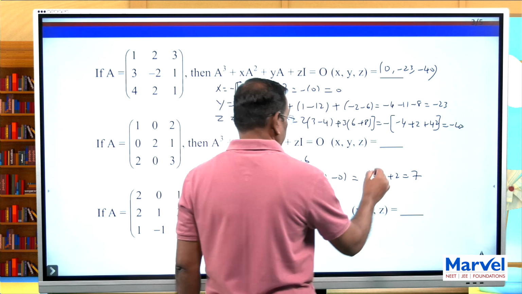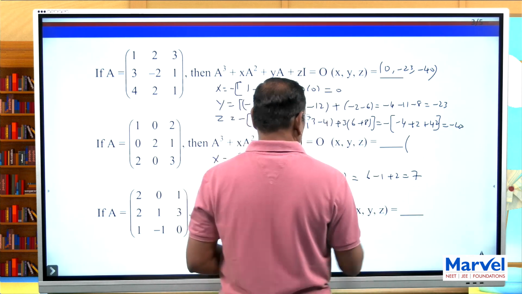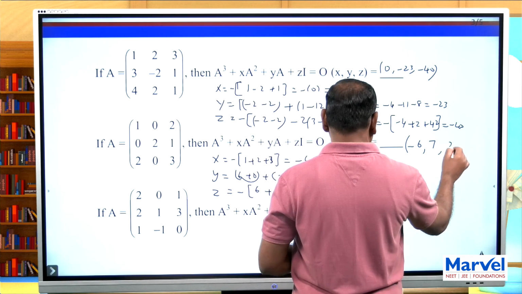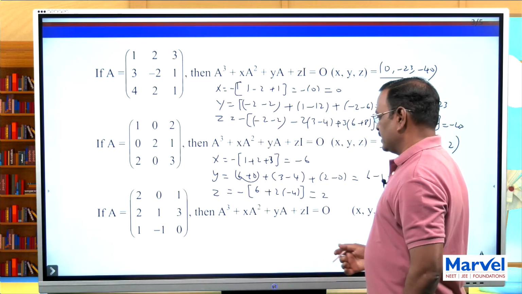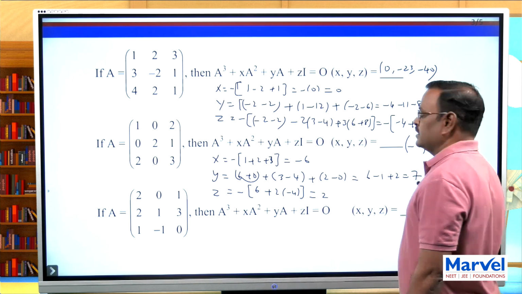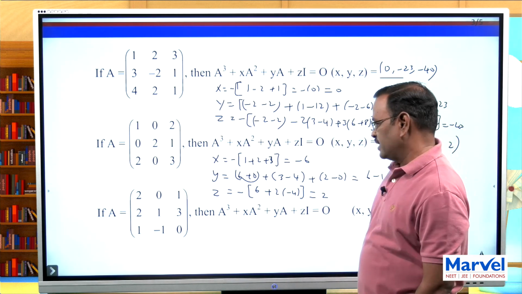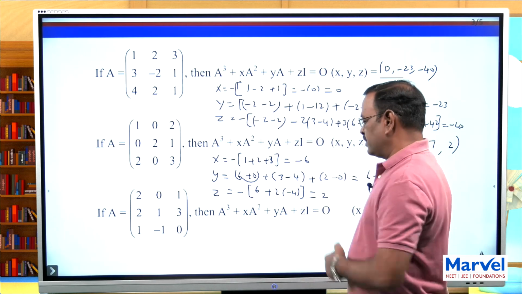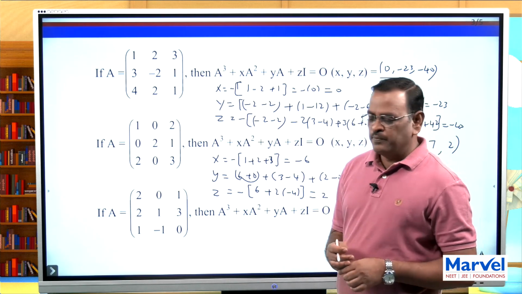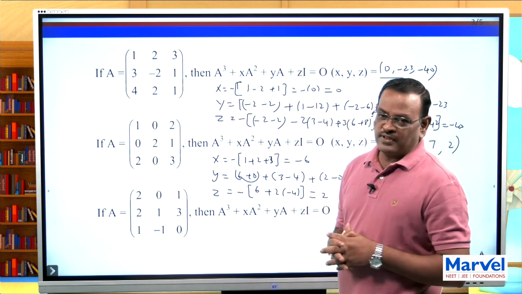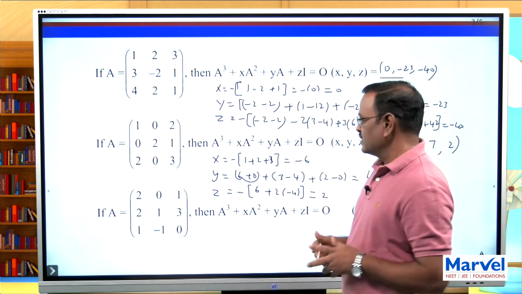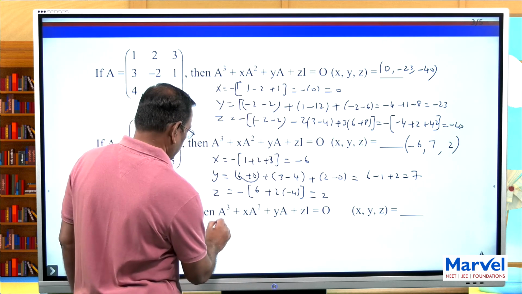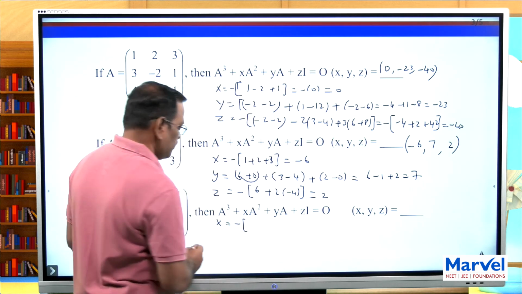The answer for this question is minus 6, and this is 7, and this is 2. If you know this technique, minus 6, 7, 2, that is the answer for the second question. Again, within 30 seconds you can find this. So similarly, you can find this technique. I will explain what is the short trick for this 3 by 3 matrix equation. Very simple. So here also I will solve one more problem so that you will get a clear idea.